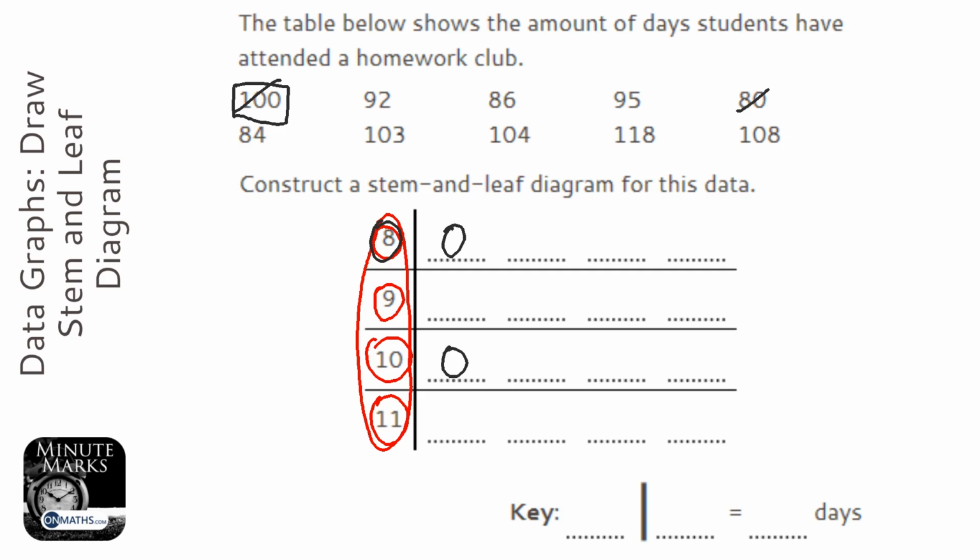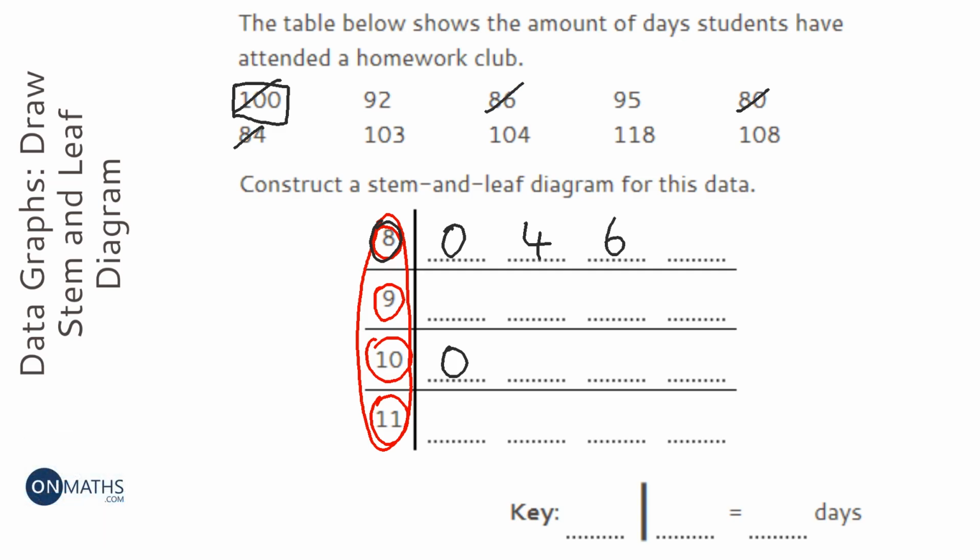Then the next smallest, let's have a look, I think it's 84. So the 4 goes there. You don't write 84, you just write the units. Then 6 goes there. I think that's the 80s done, so 92 would be the next one. 95, and I think we're done.